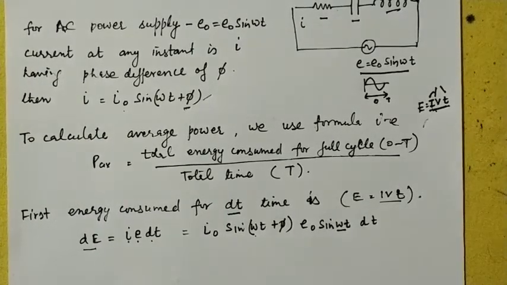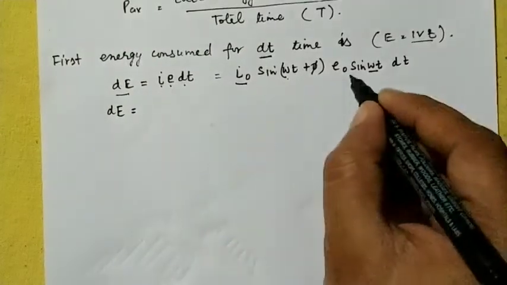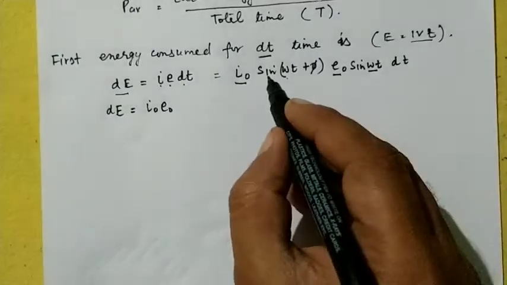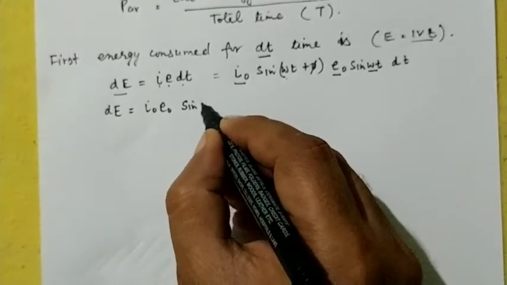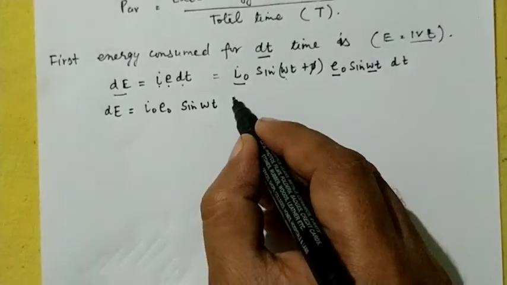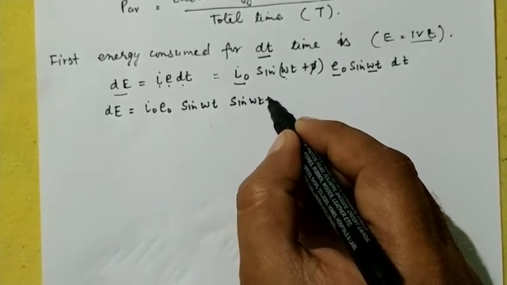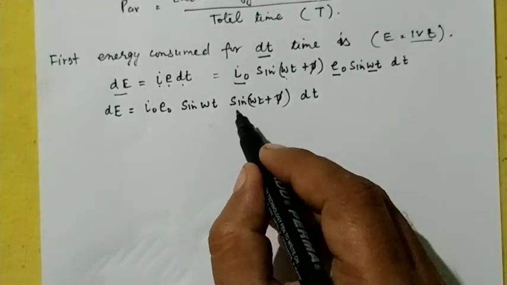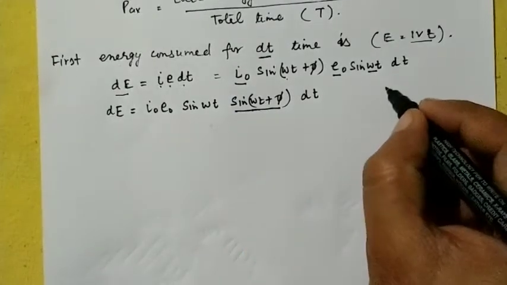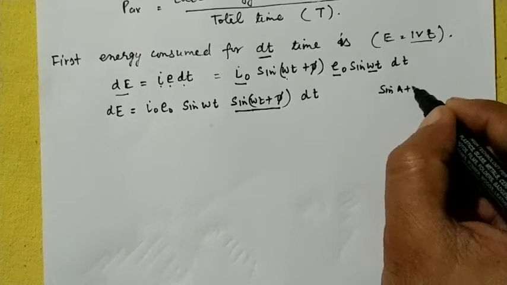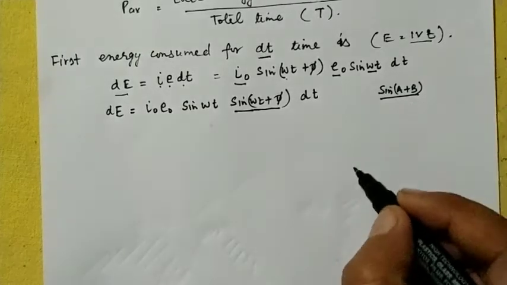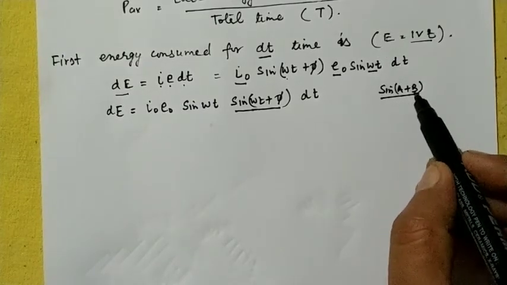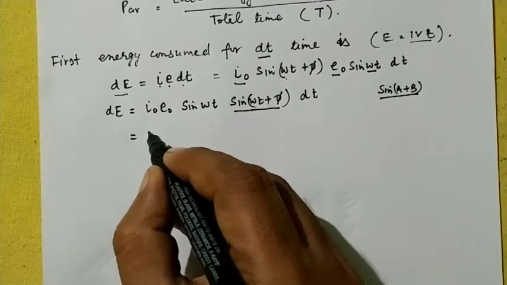Now solving a little bit, I write I naught E naught together, and this is sine of omega t, first, and then sine of omega t plus phi, into dt. So I will use the sine A plus B formula. We know that sine A plus B is sine A cos B plus cos A sine B. So we put the values and solve it.